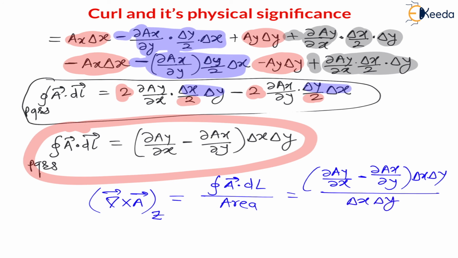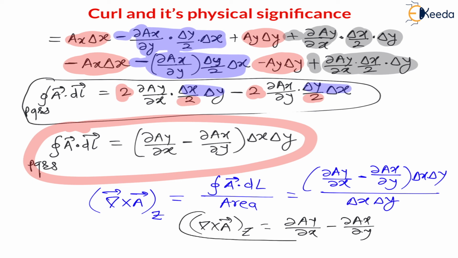At the start of the lecture we have seen that for the considered element, del x del y was the area. So this del x del y will get cancelled. So rotation about z axis or curl along z axis we will get. Therefore I will say the curl along z axis will be equal to dou ay by dou x minus dou ax by dou y. Right.